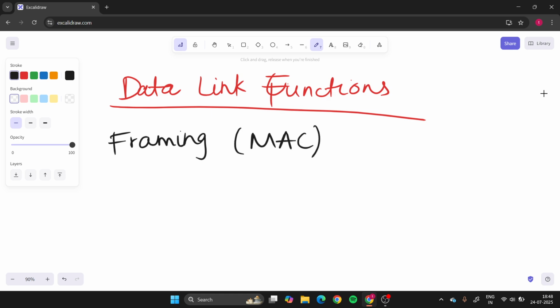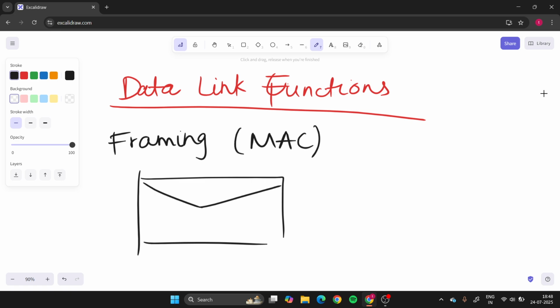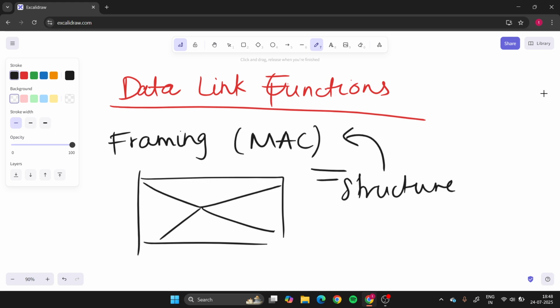For example, if I'm framing, I have to send a message. This is my message. I first will need to draft it, so I need to frame it according to the structure and everything. All of that is done physically, which is done by the MAC. So it encapsulates the network layer packets into frames. So what does this frame include? It not only includes the actual data, but it also includes headers and trailers. I'll be talking about that in some time. But this is what framing is.